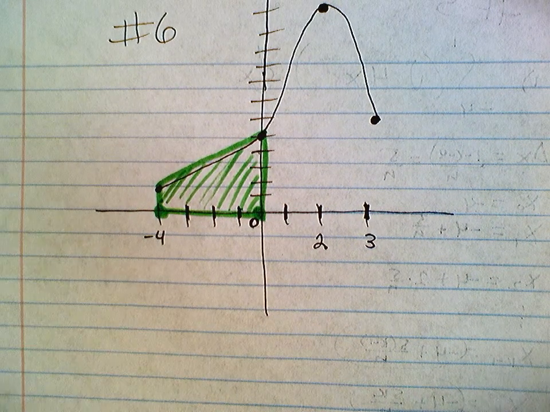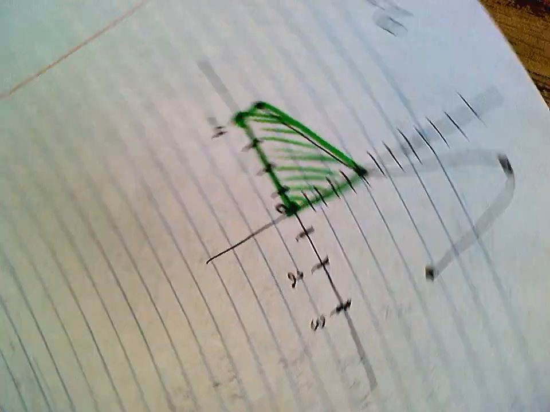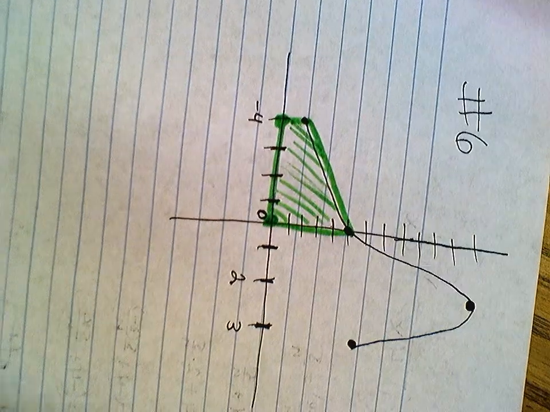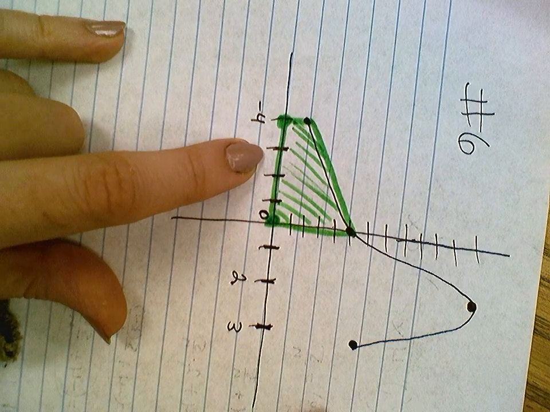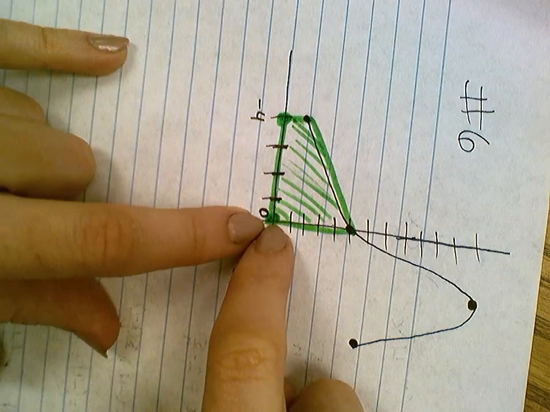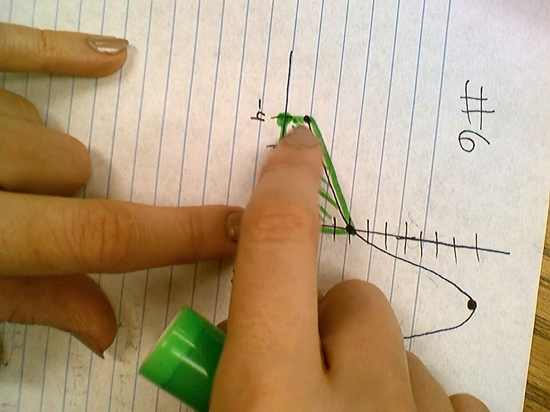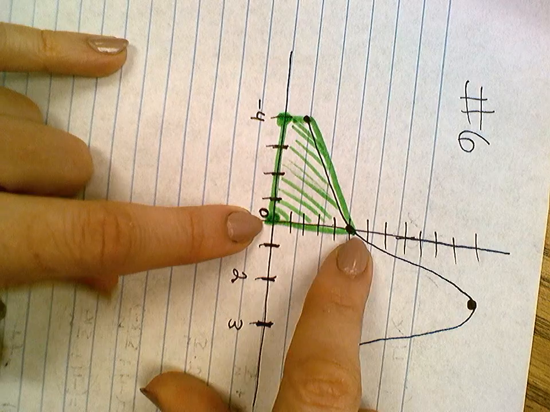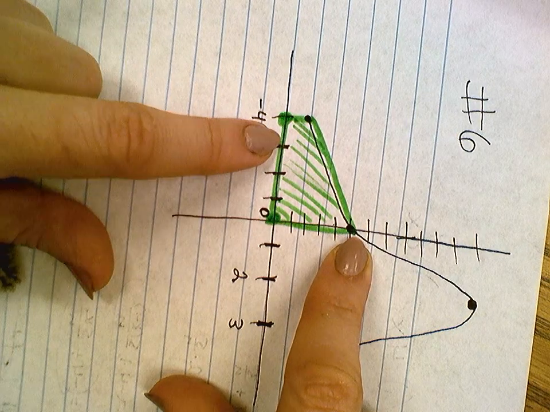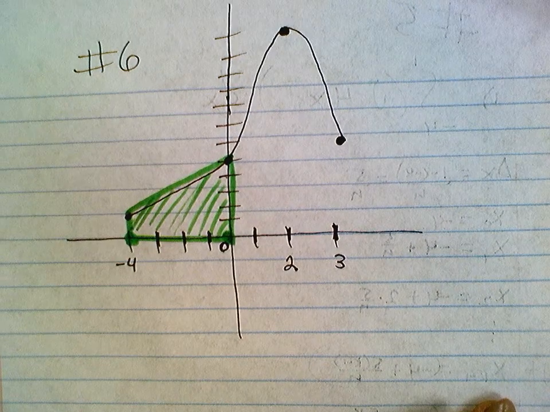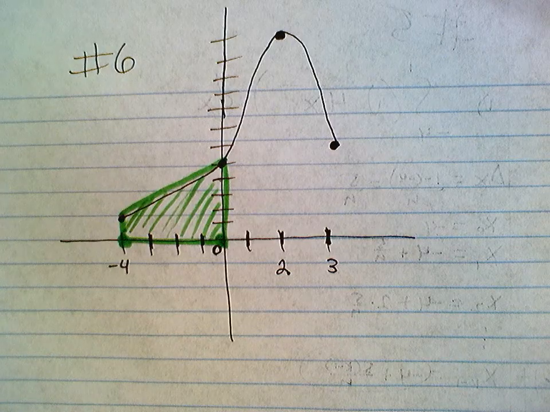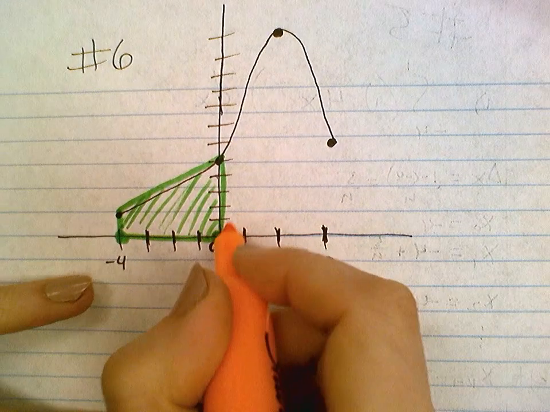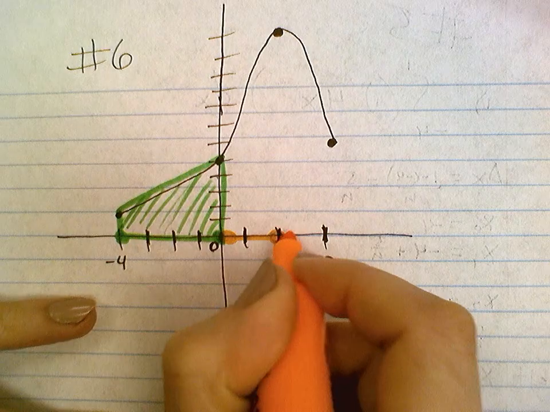And remember, the trapezoids are on their side. So when we go to do the area, it's going to be 1/2 base 1 plus base 2 times the height. The trapezoids are on their side. Now the next interval is 0 to 2.